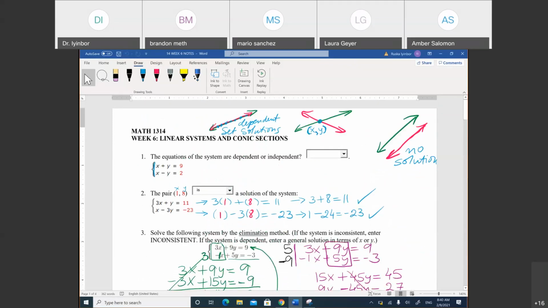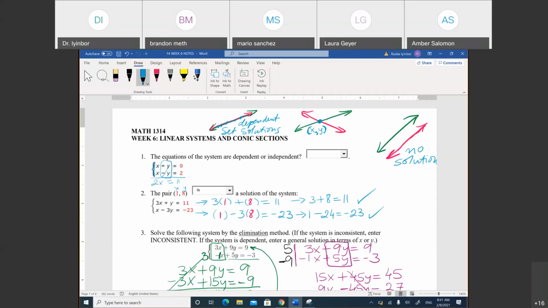Looking at number 1, and if I want to solve it to see what type of system it is, independent or dependent, how you're going to solve this? See, it's already ready to add, right? Looking at the y's, y minus y is going to cancel, so I'm going to eliminate them, right? So I'm going to add those two, this cancels. So I'm going to get 2x equals, what is that? 11, right?